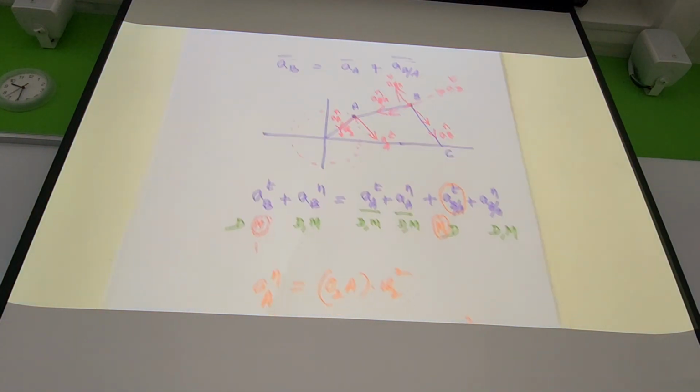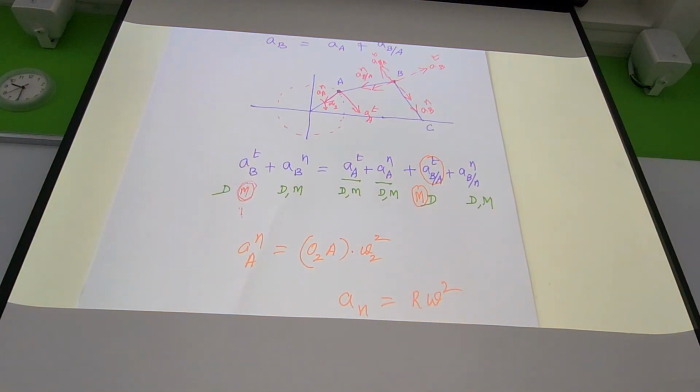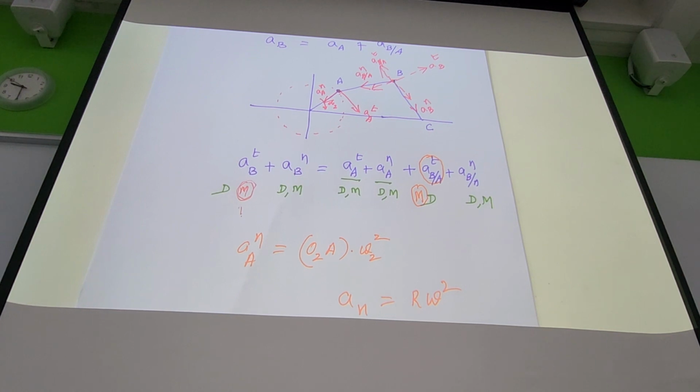So this is basically the theory part, the same equation. Unlike velocities, here you have normal and tangential components, so you are again plotting the acceleration polygons.